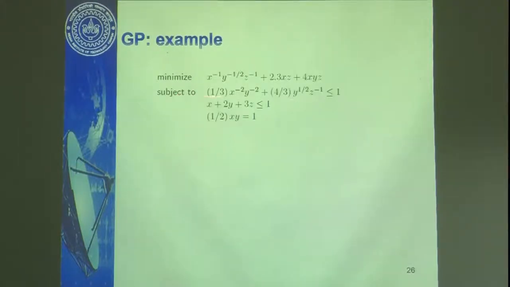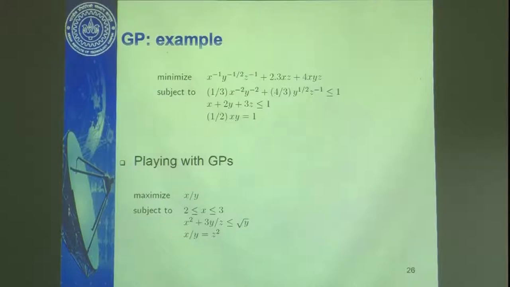This is an example of a GP. You have a sum of posinomials, sum of monomials. Each of these is a monomial. For example, 2.3xz is a monomial. And sum of monomials less than or equal to 1. Sum of monomials less than or equal to 1. And monomial equal to 1. Generally you will have problems of this form. So you have to play with them a little bit to get into this form.